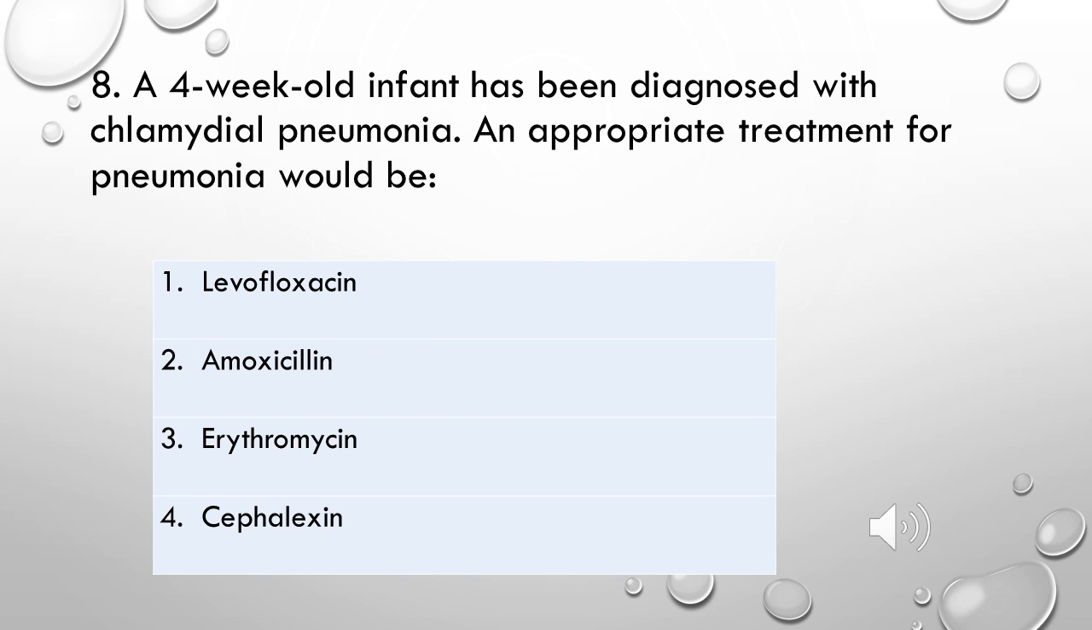A 4-week-old infant has been diagnosed with Chlamydia pneumonia. An appropriate treatment for pneumonia would be, the answer should be 3, erythromycin. And that's a macrolide.